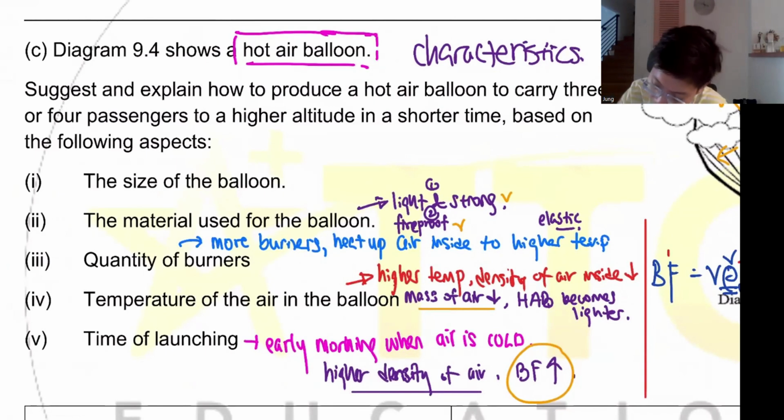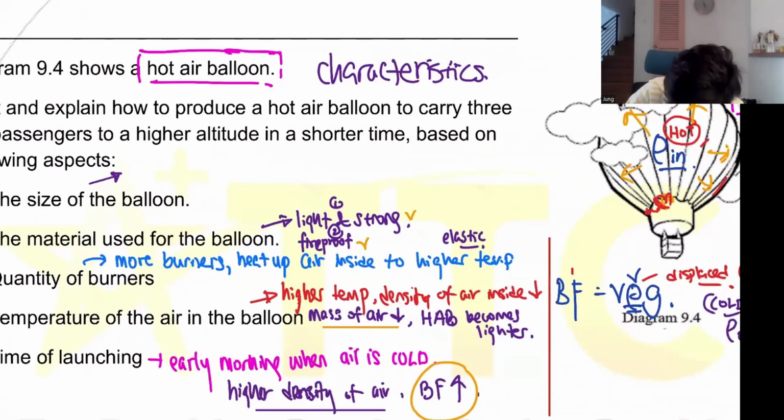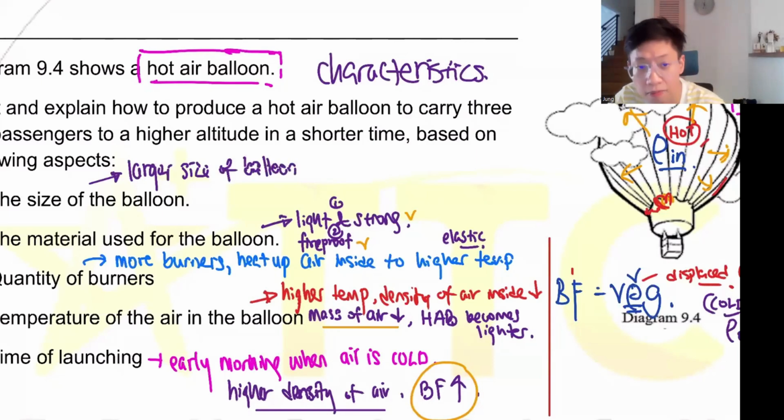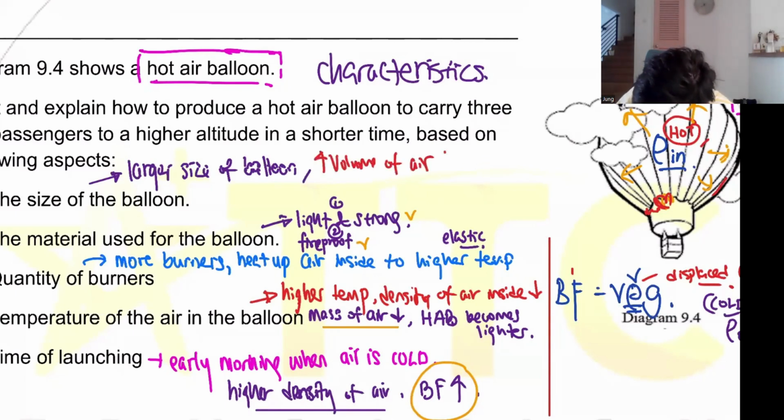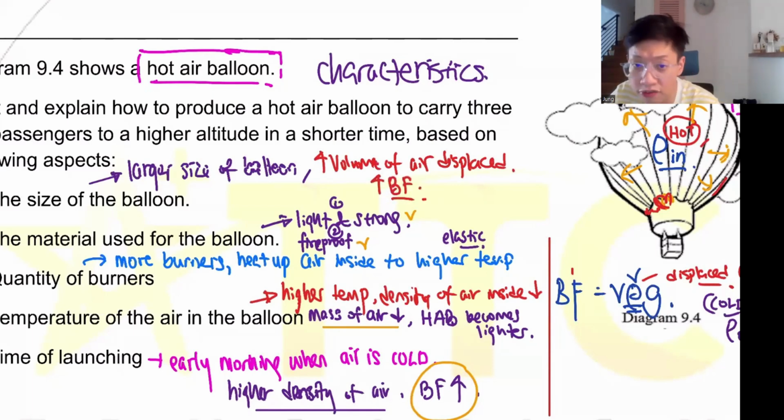Okay, lastly, what about the size of the balloon? The size of the balloon is obviously larger. Why do you want a larger size? So that you can increase the volume of air displaced. Hey, guys, don't just write increase volume, because you have to say increase volume of what? You want to increase the volume of air displaced so that you can increase your buoyant force.